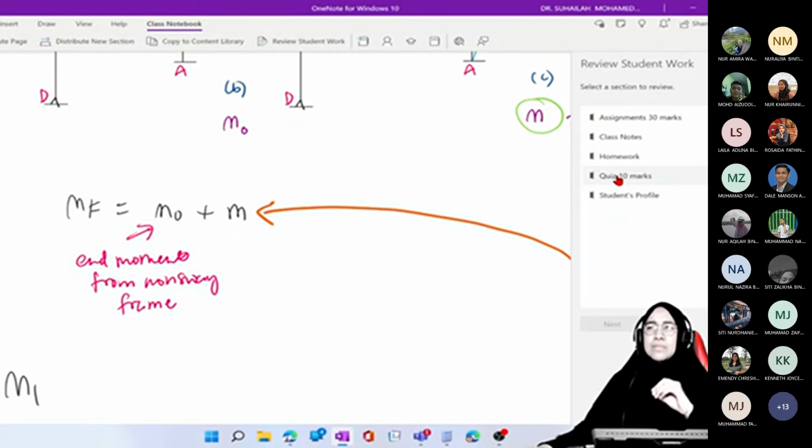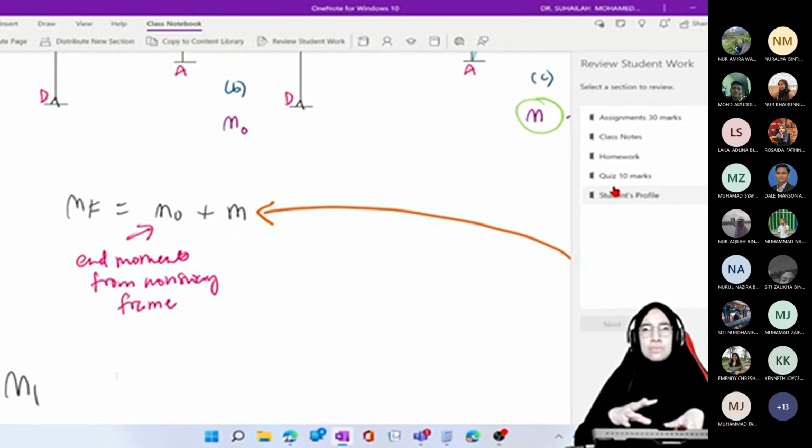Okay, and another 10% quiz pun you akan dapat markah direct. So total 40% ni you dah dapat direct lah from when you finish assessment ni. Saya dah mark, saya return, you dah dapat your mark direct. And quiz you akan dapat immediately after you submit 10% quiz tu. Okay, so I think that's all for this session.